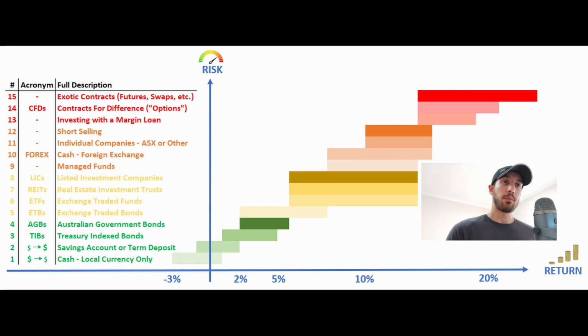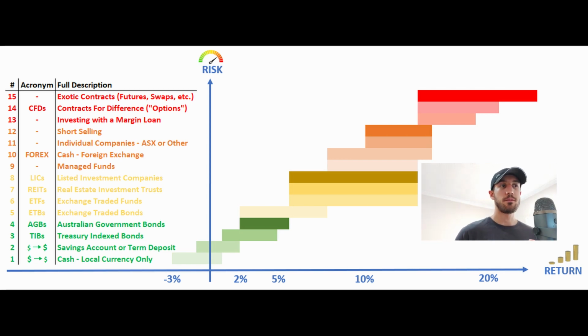All right. Moving up the risk categories, we have things like forex, short selling, investing with margin loans, contracts for difference, which are actually called options in the US. And then we have things like exotic contracts such as futures and swaps. And guys, a lot of these contracts are created for companies for very specific purposes. A lot of these companies want to hedge their raw inputs into their manufacturing process, for example, or they want to hedge their currency exchanges. They might want to have a fixed price of a certain product in the future, so they use these contracts for a certain reason.